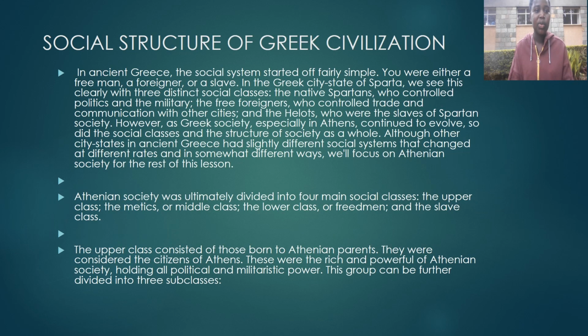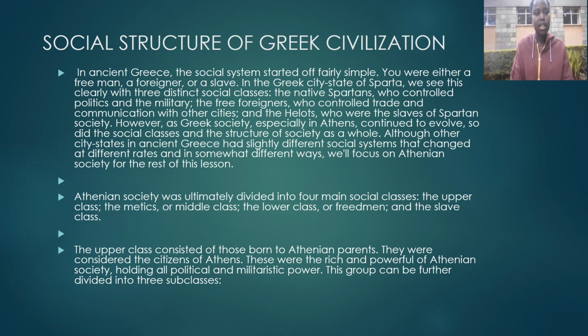Hello, I'm going to take you through the social structure of Greek civilization. In ancient Greece, the social system started off fairly simple. You are either a free man, a foreigner, or a slave. In the Greek city-state of Sparta, we see this clearly with three distinct social classes: the native Spartans who control the politics and the military, the foreigners who control trade and communication with other cities, and the helots who were the slaves of Spartan society.